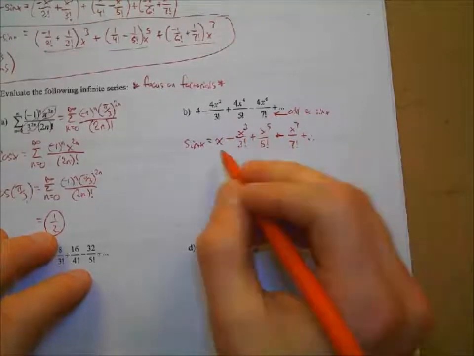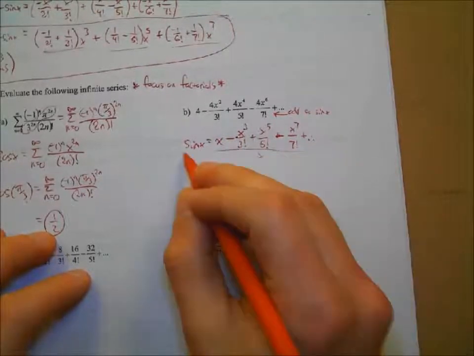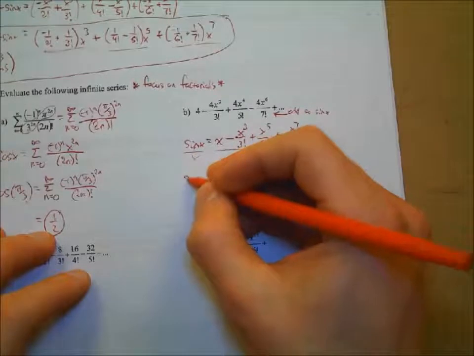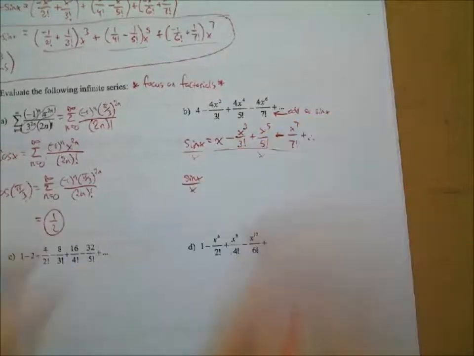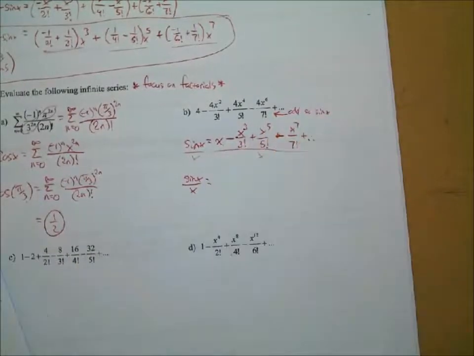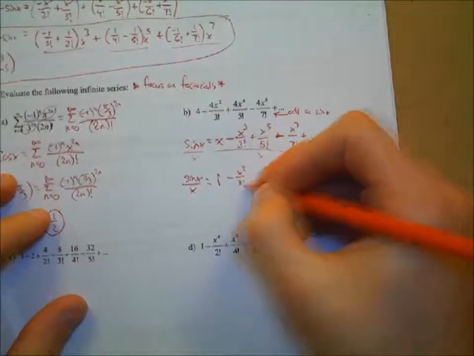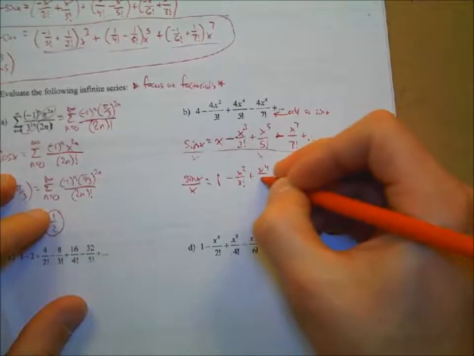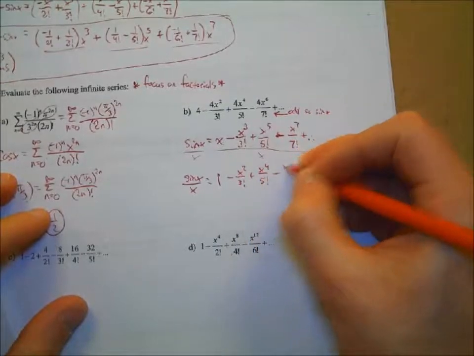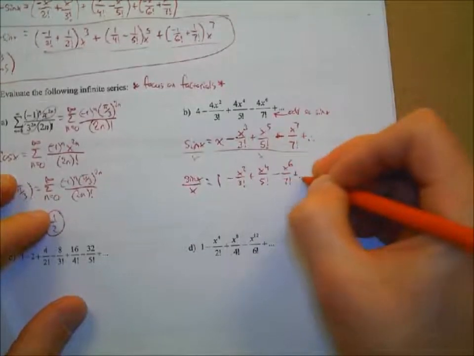So I'll just put a whole big divide by x there and a divide by x there. And so we end up with sine of x over x equals, and then that'll give us 1 minus x squared over 3 factorial plus x to the 4 over 5 factorial minus x to the 6th over 7 factorial plus dot, dot, dot. Okay.